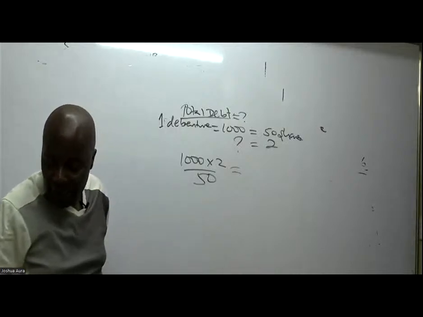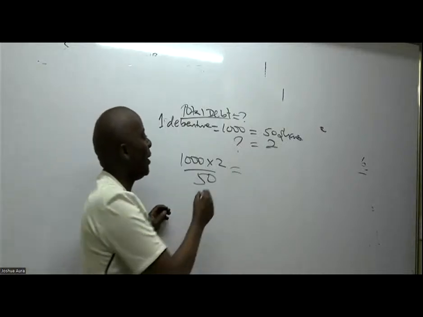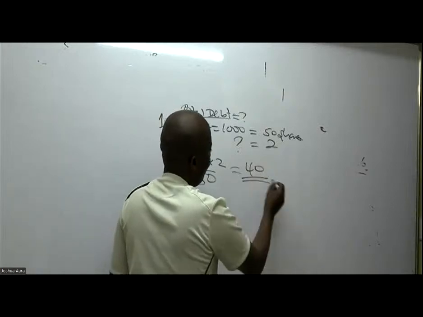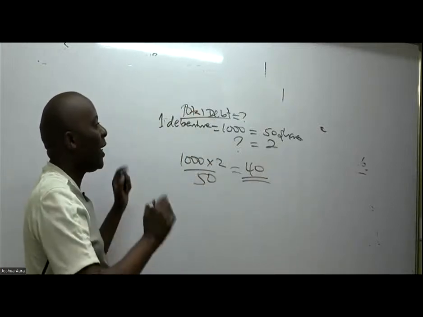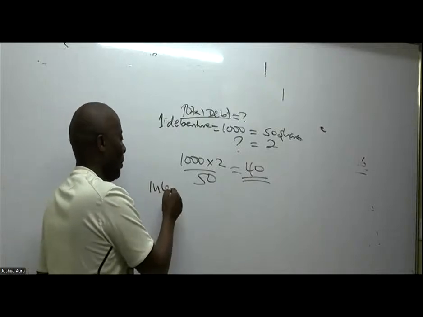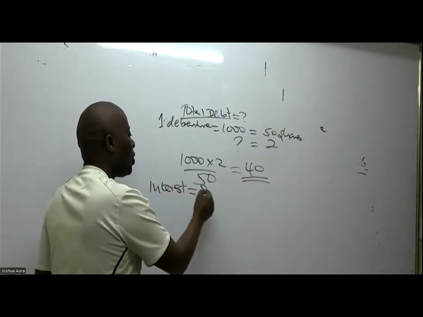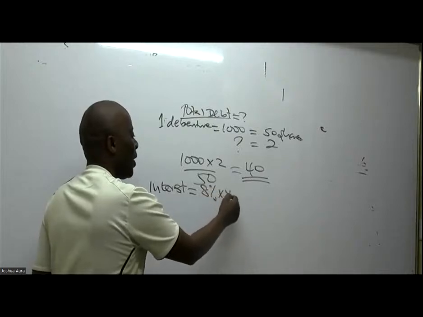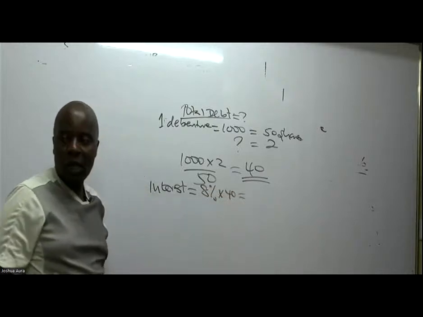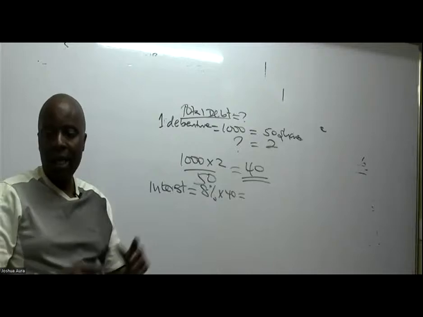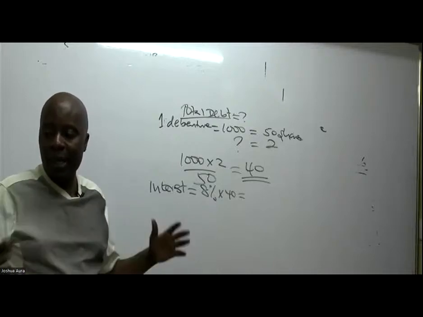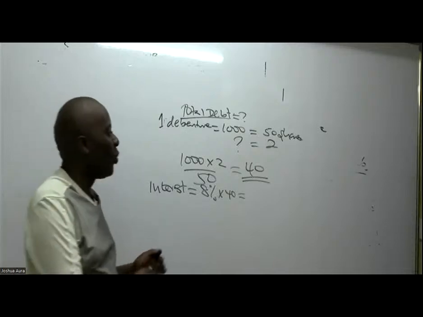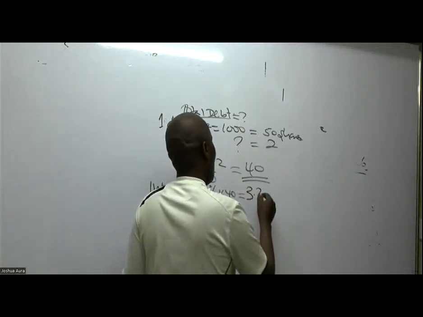Total debt, 40. Thank you very much. So if this is the total debt, what we want here is the interest amount per annum. The interest rate given is 8%. 8% of 40 will end up giving me 3.2 million.